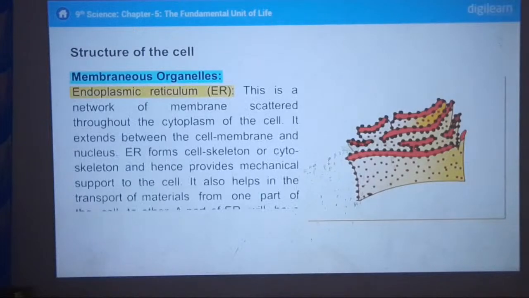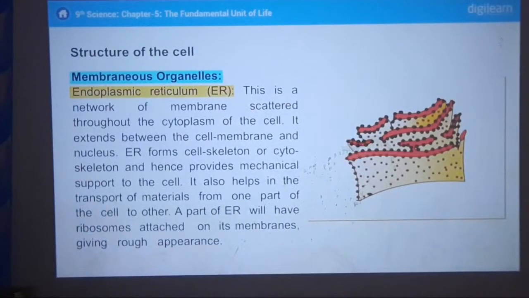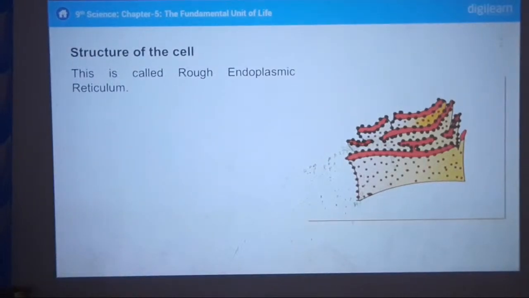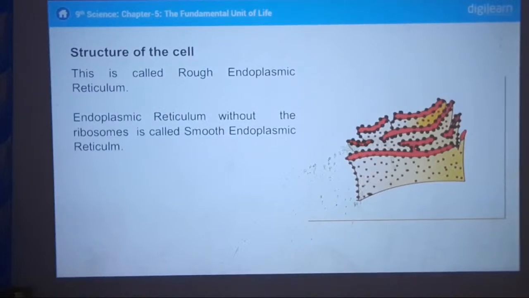Membranous organelles. Endoplasmic Reticulum. This is a network of membrane scattered throughout the cytoplasm of the cell. It extends between the cell membrane and the nucleus. Endoplasmic reticulum forms the cell skeleton or cytoskeleton and hence provides mechanical support to the cell. It also helps in the transport of materials from one part of the cell to the other. A part of endoplasmic reticulum will have ribosomes attached on its membranes, giving a rough appearance. This is called rough endoplasmic reticulum. Endoplasmic reticulum without the ribosomes is called smooth endoplasmic reticulum.